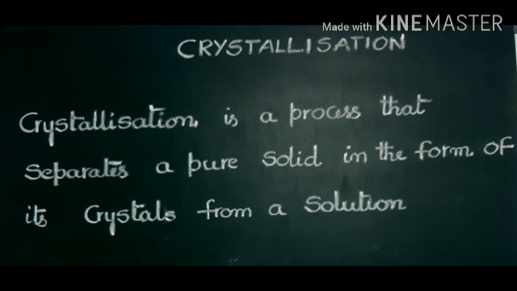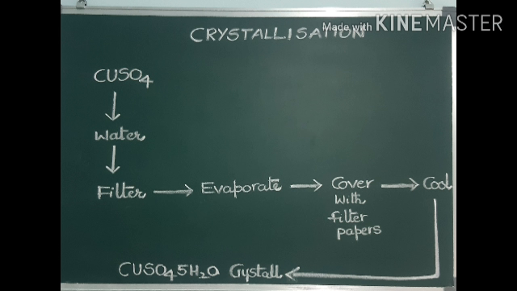Another important process is crystallization. What is crystallization? It is a separating process to separate a pure solid in the form of its crystals from a solution. How will it be done? Take copper sulfate solution, add water, and further filter. Some of the impurities will be removed, and evaporate it.